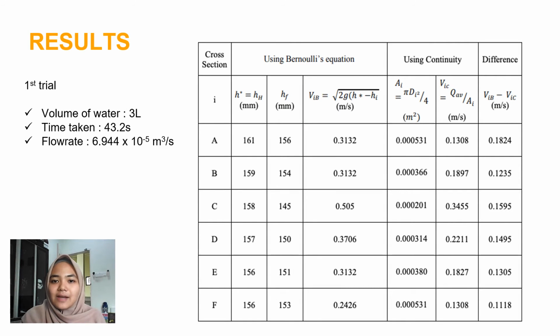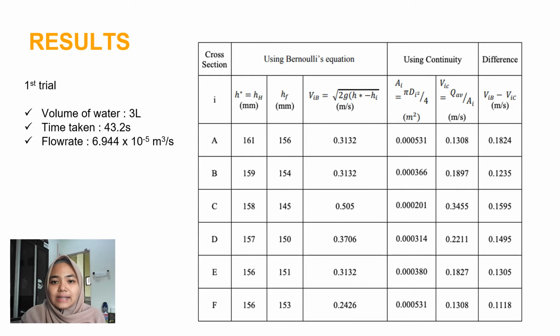So this is the result of the experiment. The volume we use is 3 liters and the time taken is 43.2 seconds. From there we can get the flow rate using the formula volume of water divided by time taken, and then we get 6.944 times 10 to the power of negative 5 meter cube per second.